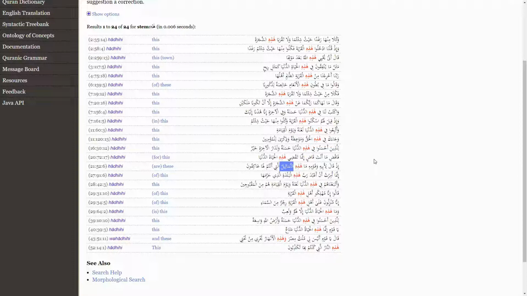Tamasil here. Tamasil are like idols. إذ قال لأبيه وقومه ما هذه التماثيل. What are these idols or images you're worshipping? This is Ibrahim alayhi salam saying to his father, أنتم لها عاكفون, to whom you are devoted. إنما أمرت أن أعبد رب هذه البلدة. This is fine. Balda: country, village, town.